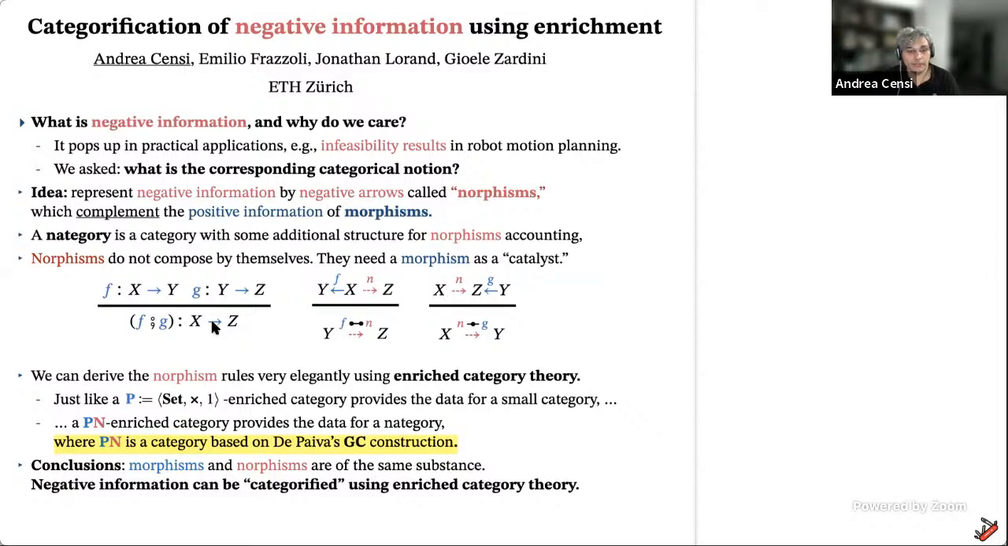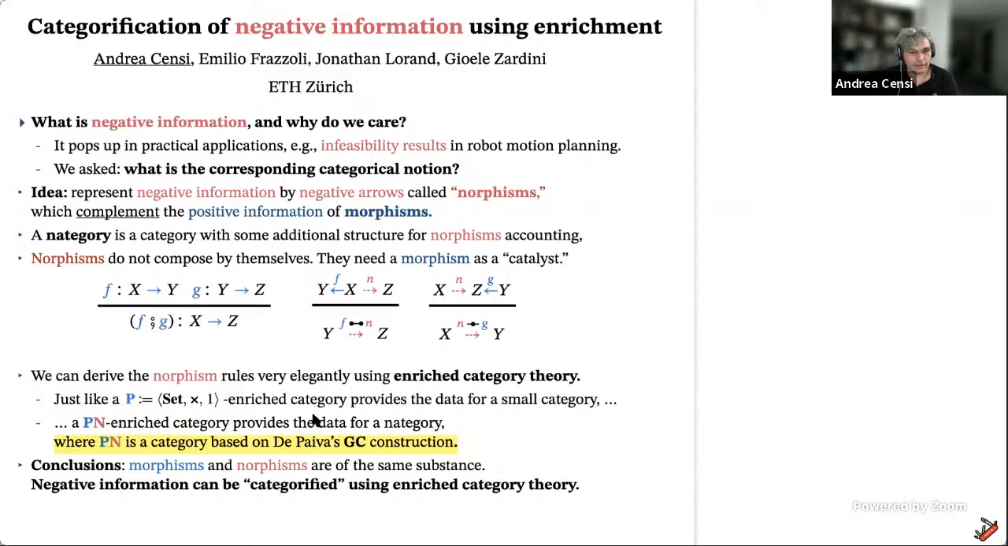They don't compose like morphisms. So two morphisms that are compatible can give another morphism. However, a norphism gives another norphism only with a catalyst morphism. So this is very interesting, and the first part will be mostly about this new structure, this new algebra. The second part is about categorifying this information using enriched category theory.